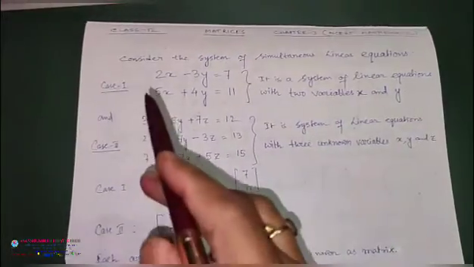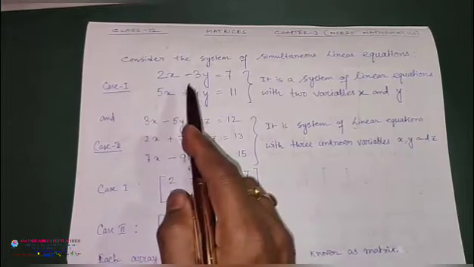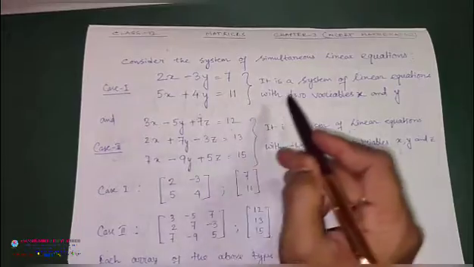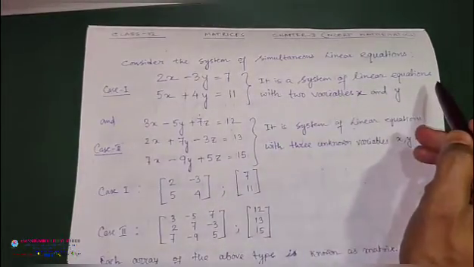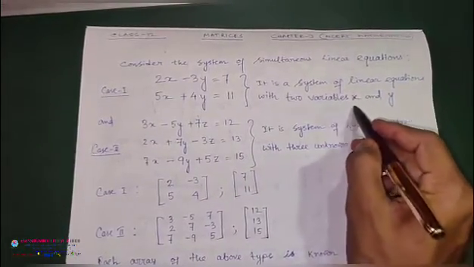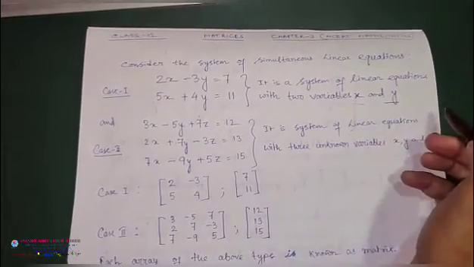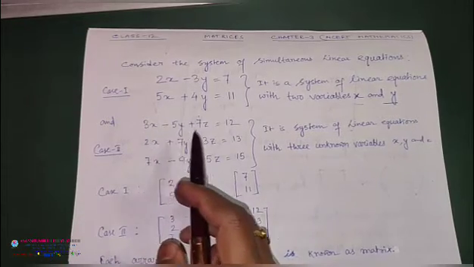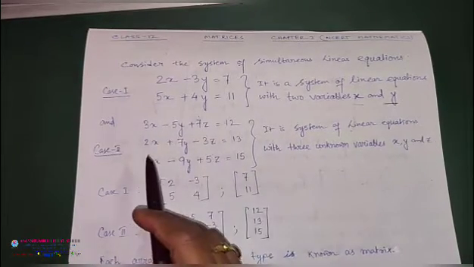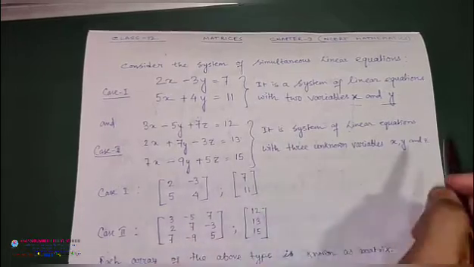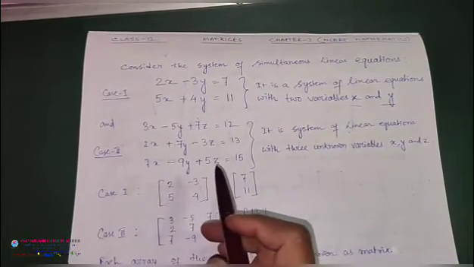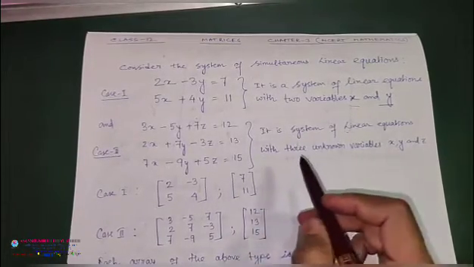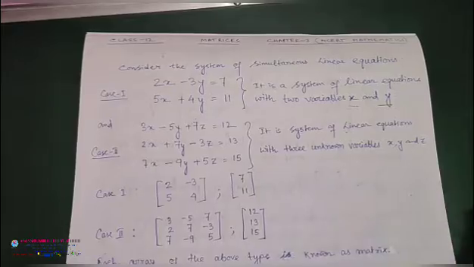Let us consider the system of simultaneous linear equations. Here we have taken two cases. Case 1: 2x minus 3y equals 7 and 5x plus 4y equals 11. It is a system of linear equations with two variables x and y. Another case, case 2: 3x minus 5y plus 7z equals 12, 2x plus 7y minus 3z equals 13 and 7x minus 9y plus 5z equals 15. It is also a system of linear equations with three unknown variables, that is x, y and z.